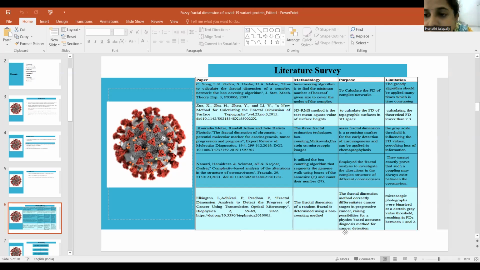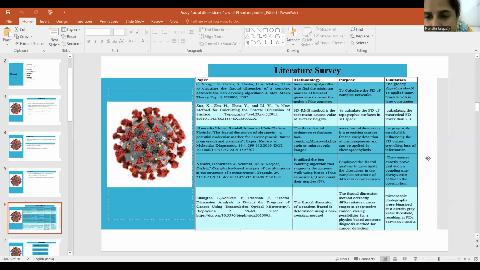That we cannot prove that such a coupling may always exist in the coronavirus. Another paper was published in the year 2022 by Ellington. The paper was fractal dimension analysis of the progress of cancer using transmission optical microscope. The methodology used was fractal dimension for random fractals determined using the box counting algorithm.